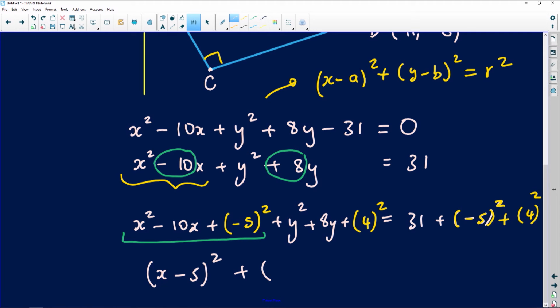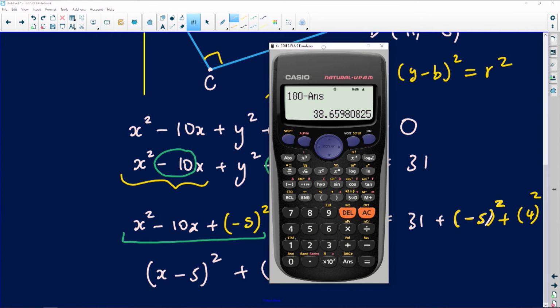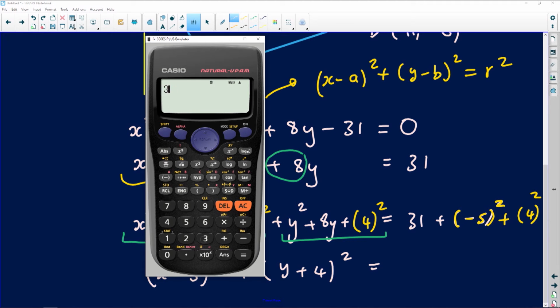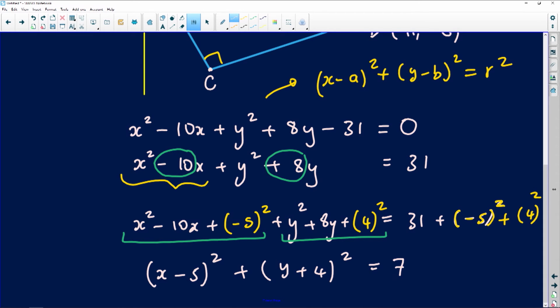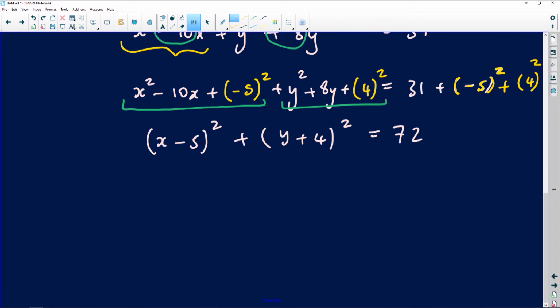Similarly, with y² + 8y + 4², which is supposed to be 16, I'm not doing anything on it. I'm just going to take the square term, which is y, and take the square, which is plus 4, and make a square. And then on the right-hand side, we've got values which we can work out using our calculator. Let's work out the sum of 31 and that negative 5 squared. Please use parentheses, the brackets, very important, because if you don't, your calculator is going to do something else, which you don't want. When I work out all that, I'm left with exactly 72. So this will be the equation of the circle in standard form. We've got that, and we're happy about it.